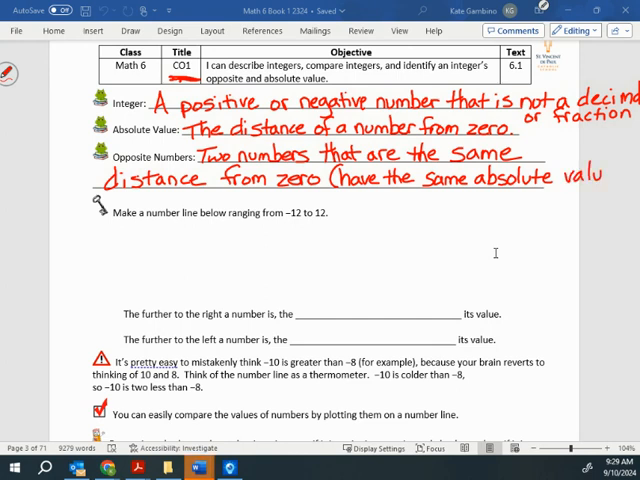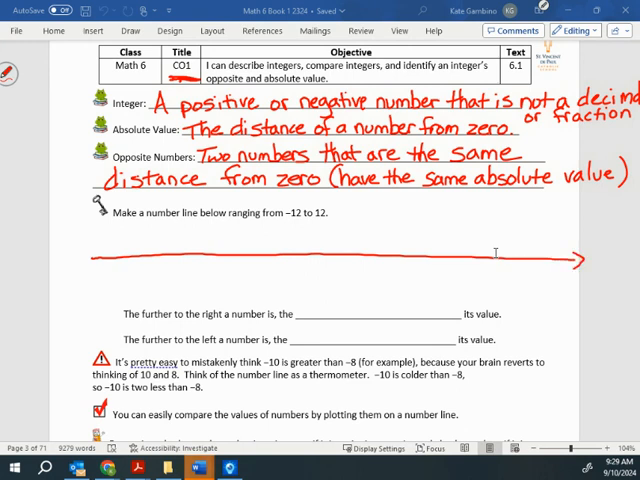Now some of these are new words for us, and we're going to go through what that means. It's one thing to write down the definition, and it's another thing to really understand what that definition means. So let's make sure we have our definitions written down, and then I'm going to walk us through what they mean. So the first thing we're going to do is we're going to make a number line below that ranges from -12 to 12. So I'm going to make my number line.